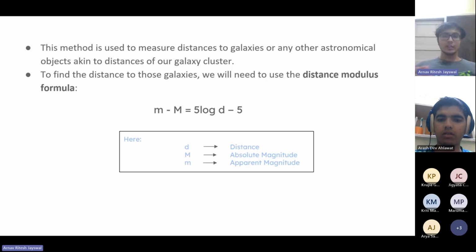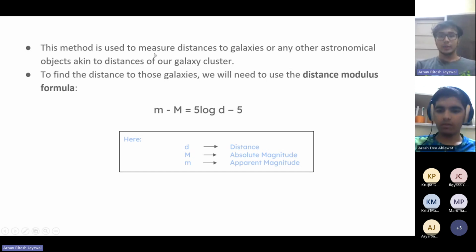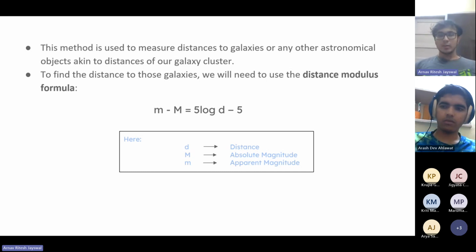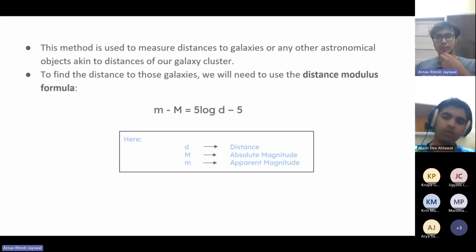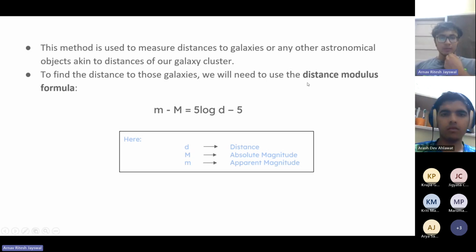So this will all get cleared up in the future slides, but she discovered a linear relationship between the logarithm of distance and the absolute magnitude. And using that, if you find out big M, you have all the other variables to find out log D. So this is just the basics about Cepheids. I'm pretty sure this was a little overwhelming at first, but Arash will clear it up in the next slides. So I think I'll hand over my screen to Arash.